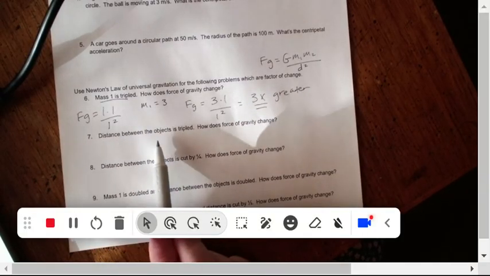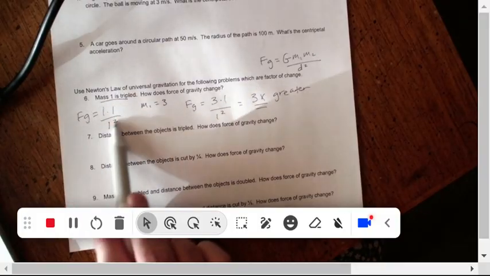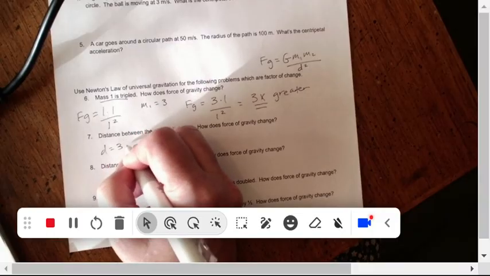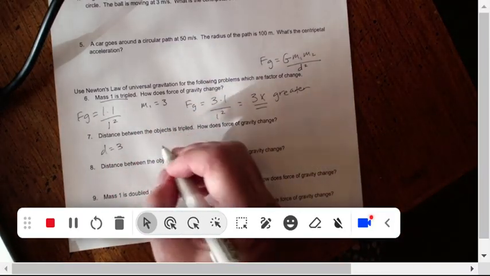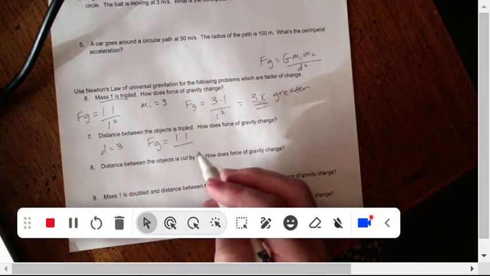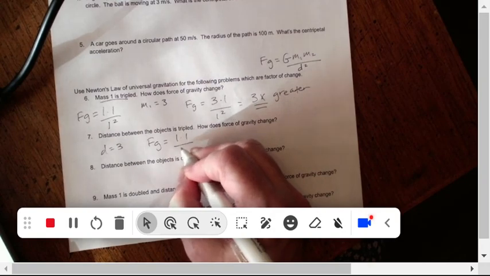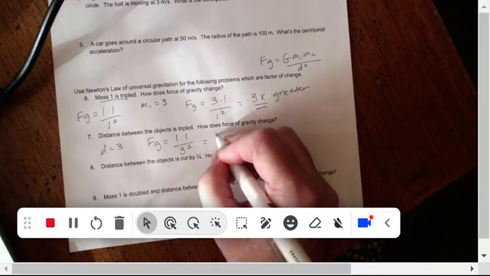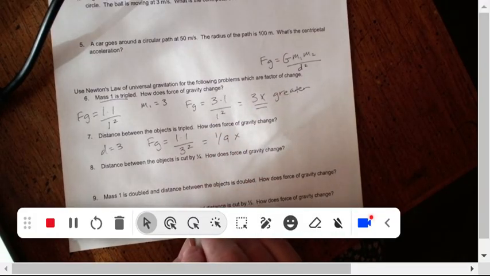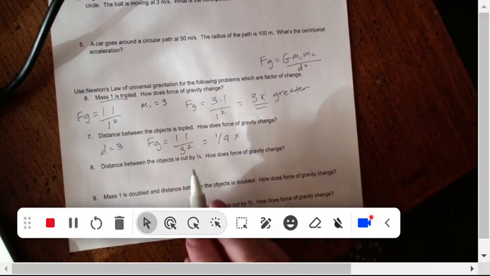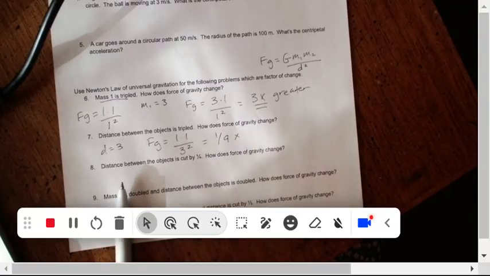Now, if my distance between the objects is tripled. So again, same starting point, everything's equal to 1. Now distance is 3 times what it was. I'm going to have force of gravity is 1 times 1, because I'm not changing any mass here, so I'm going to leave them both at 1, divided by 3 squared. I have to square that 3. Gives me 1/9. Okay, so the force of gravity is 1/9 of what it was previously, now that my objects are farther apart. Remember, they can't exert as much gravity on each other if they're farther apart.